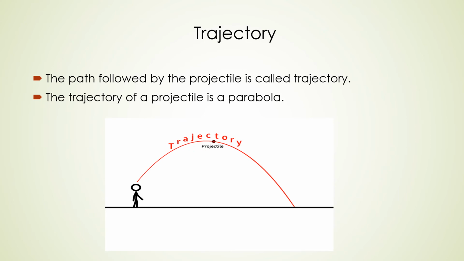Let's study the concept of trajectory. The path followed by the projectile is called trajectory. As you can see in the diagram, a guy throws a stone, so that is the projectile, and the path followed by that projectile is called the trajectory. So don't confuse the projectile and the trajectory. The path followed by the projectile is called the trajectory. The next one is that the trajectory of the projectile is a parabola. As you can see, it is in the form of a parabola.